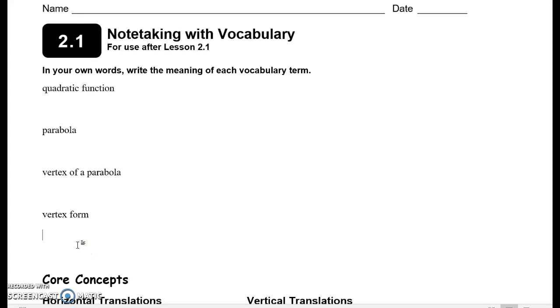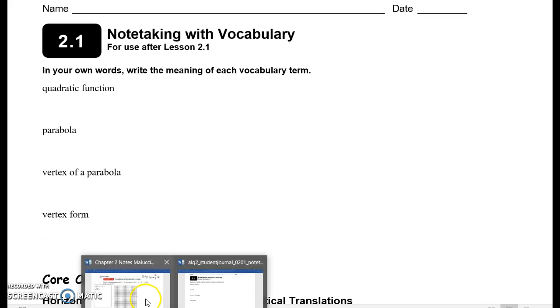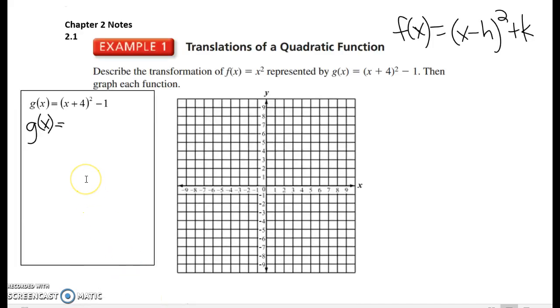Go to page 26 of your journal and copy down the definitions for quadratic function, parabola, vertex, and vertex form. Once you have these definitions, go to your notes packet and take a look at example 1.